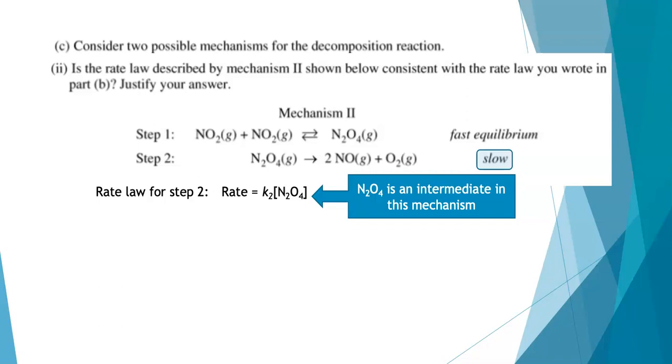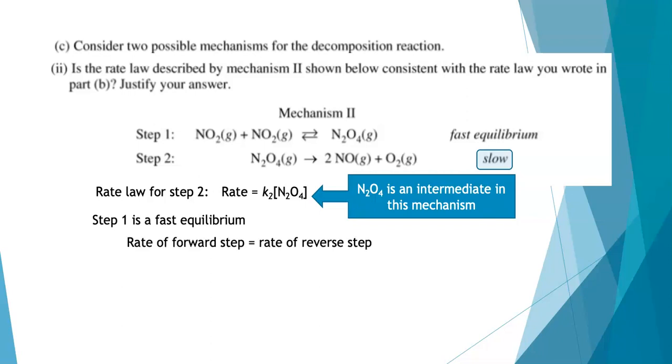And the key to doing this correctly is to recognize that step 1 is a fast equilibrium. And that means the rate of the forward step of step 1 equals the rate of the reverse step of step 1. And so we can write rate laws for the forward and reverse processes, and set them equal to each other. All right. So the rate law for the forward step would be k1 times NO2 squared equals k minus 1 times N2O4. So I call k1 the rate constant for the forward step of step 1 and k minus 1 for the reverse step of step 1, based on what's colliding in those steps. And I set them equal to each other.